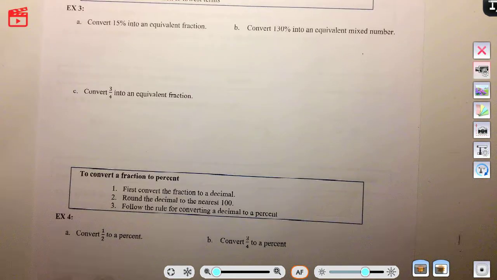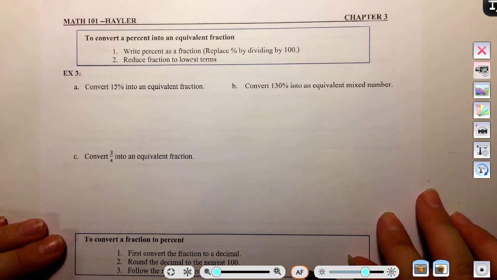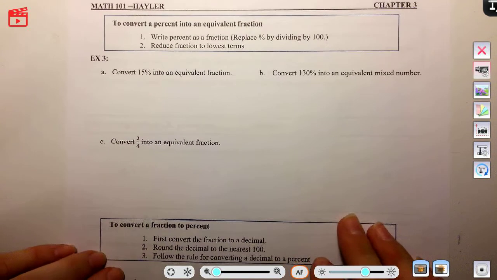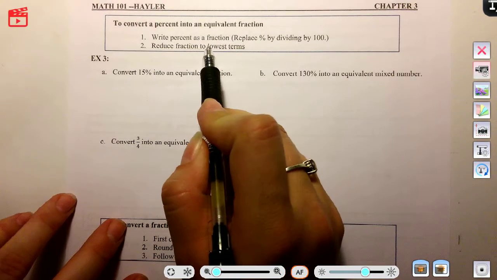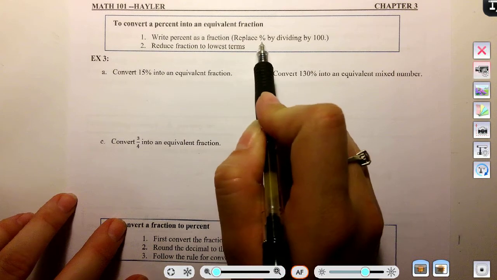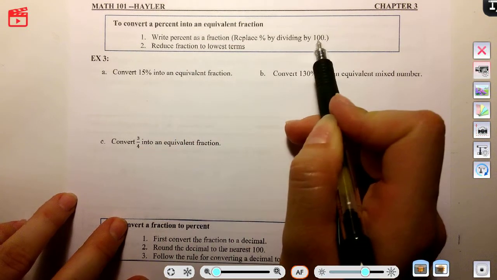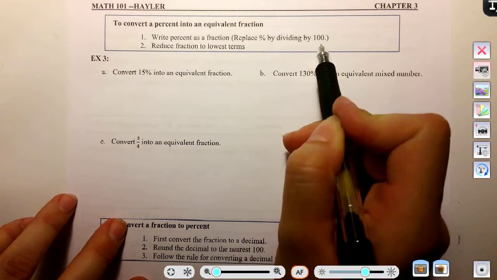All right, second page. Convert a percent into an equivalent fraction. Okay, so now instead of turning the percent into a decimal, we're turning it into a fraction. So the plan, write the percent as a fraction. Replace the percent by dividing 100. Okay, we already did that step previously. We switched out the percent symbol for 100.